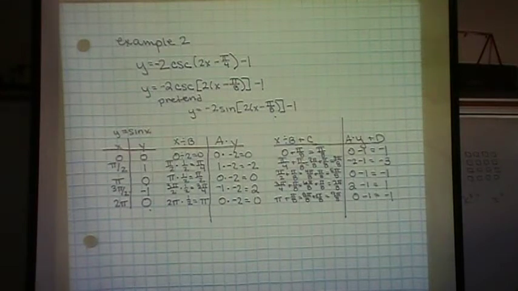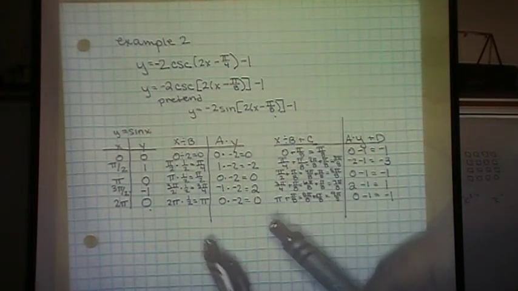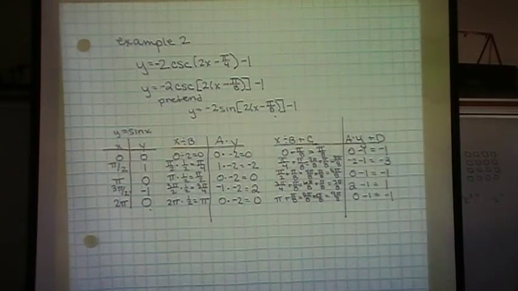I'm going to use two colors that are easy to see. I'm going to use black and I'm going to use red. The black I'm going to do is the sine graph, and then I'm going to show you what to do in red to find the cosecant.